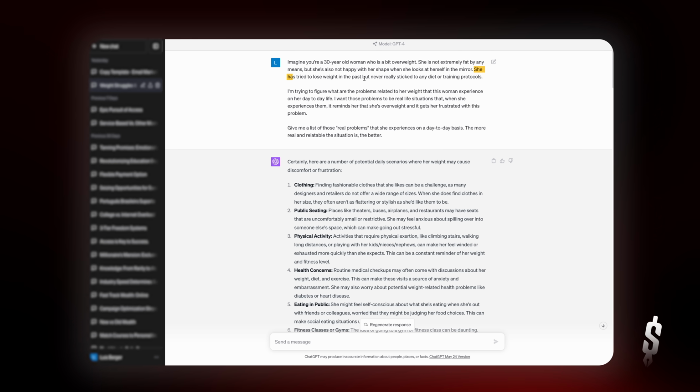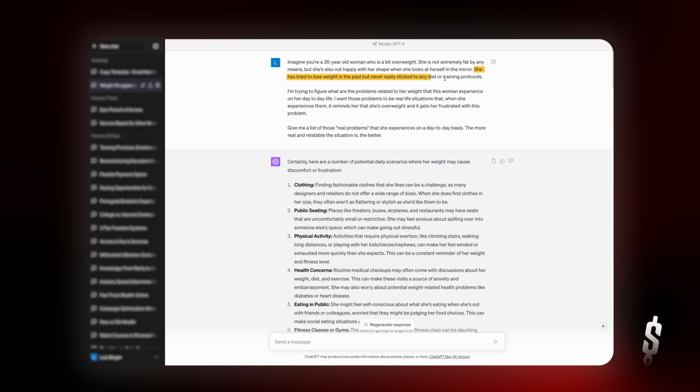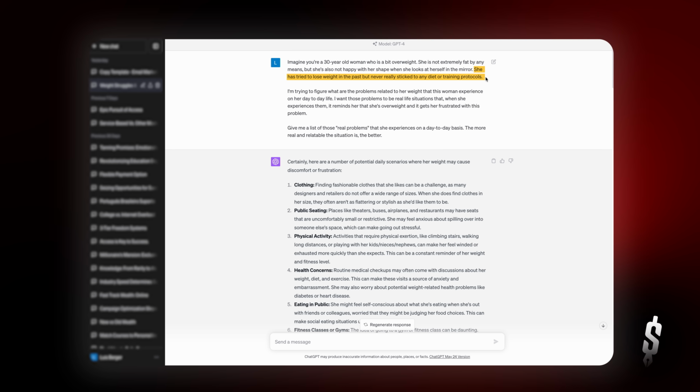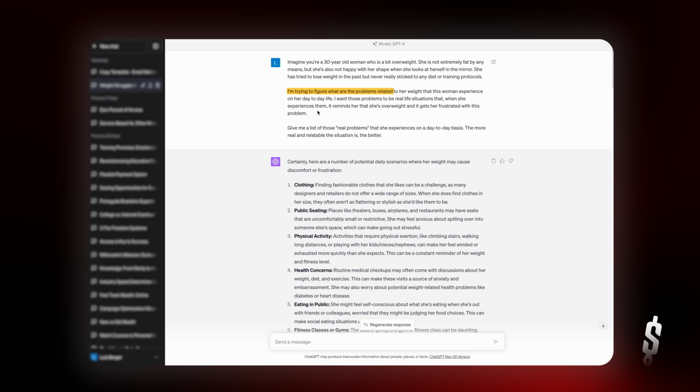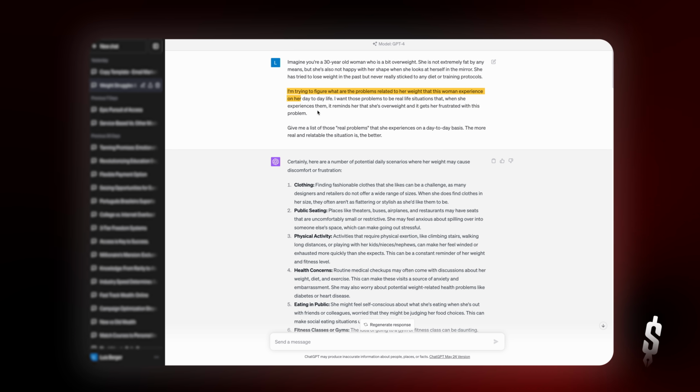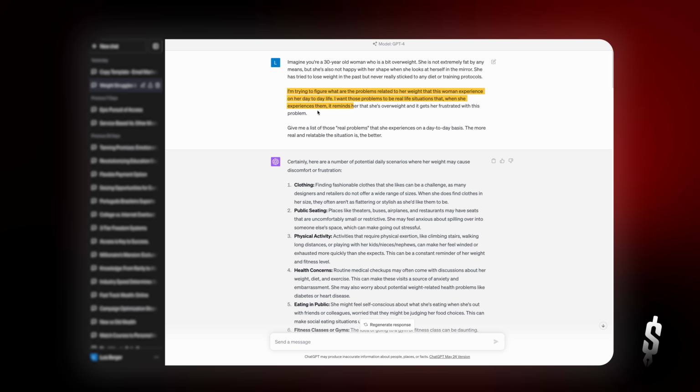So now back to the prompt here. She has tried to lose weight in the past, but never really stuck to any diet or training protocols. So in this entire first paragraph, I'm trying to describe who my ideal customer is. Now, I'm going to say what I'm trying to do here so ChatGPT understands the task before I give it a task. I'm trying to figure out what are the problems related to her weight that this woman experiences in her day-to-day life. I want those problems to be real life situations that, when she experiences them, remind her that she's overweight and get her frustrated with this problem.